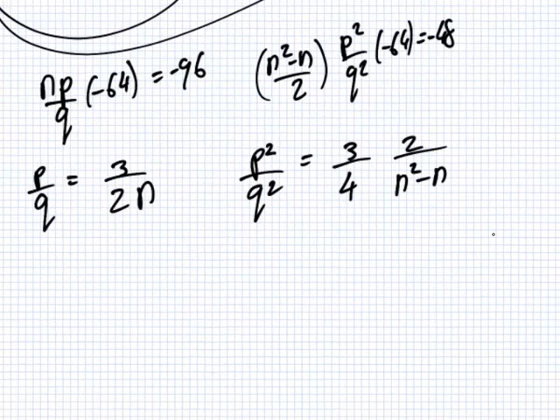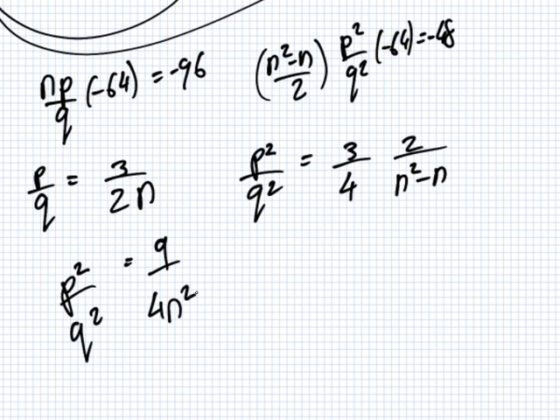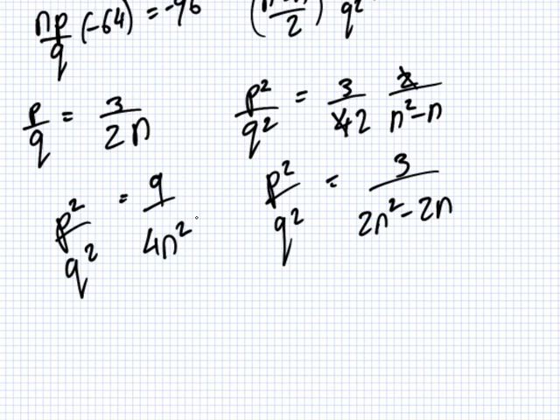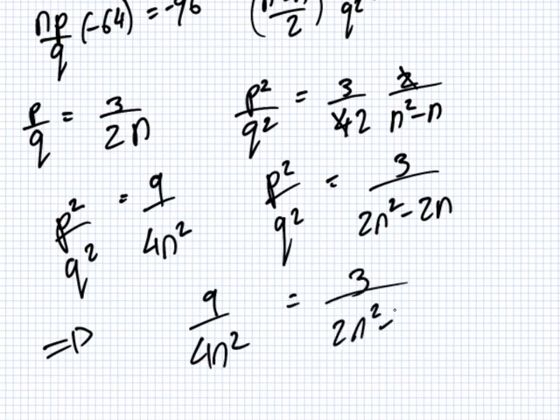Okay, next. Here I get p squared over q squared equals 9 over 4n squared. And here I have p squared over q squared equals, now that can simplify a bit more, so that goes in there twice. So 3 over 2n squared minus 2n. And here's the key step now. Because this equals this and this one is the same, we can now say 9 over 4n squared is 3 over 2n squared minus 2n.